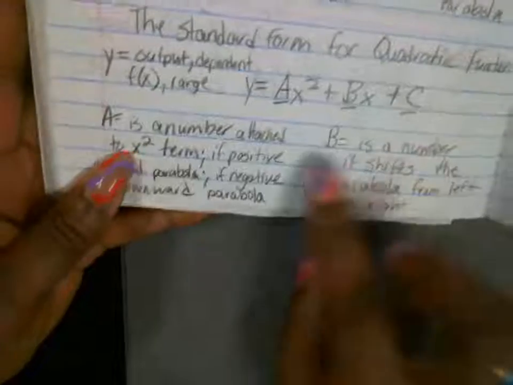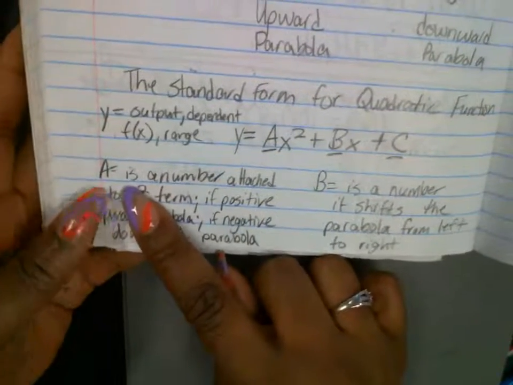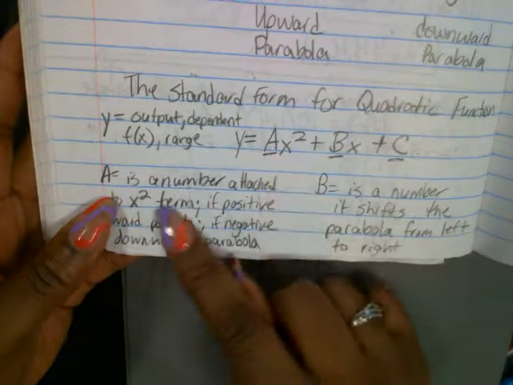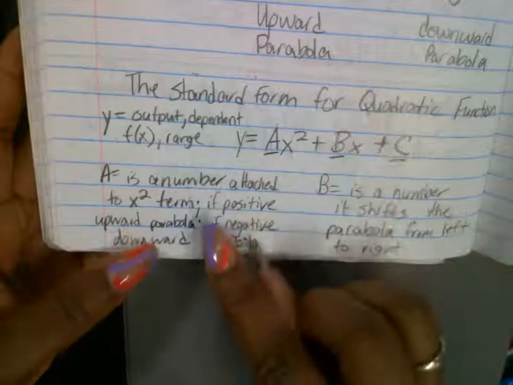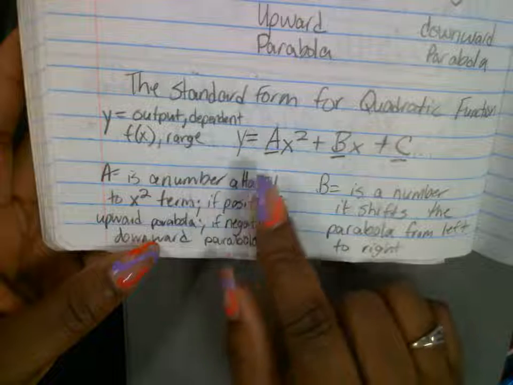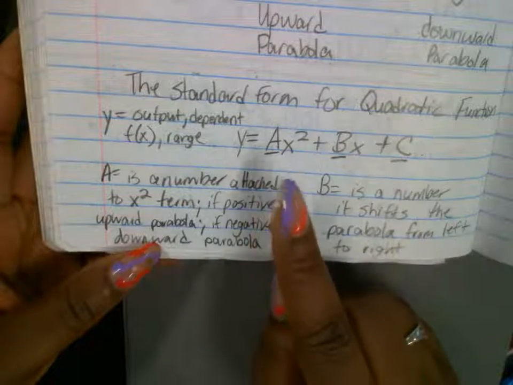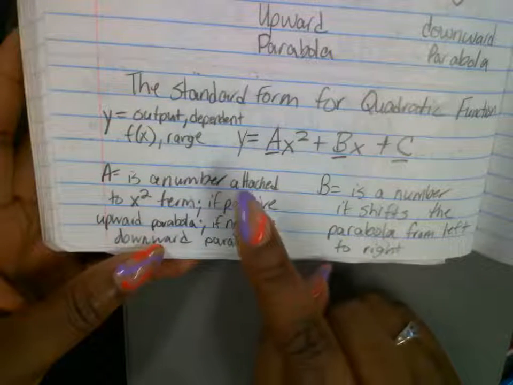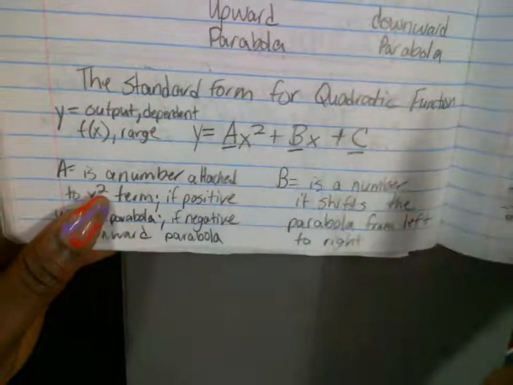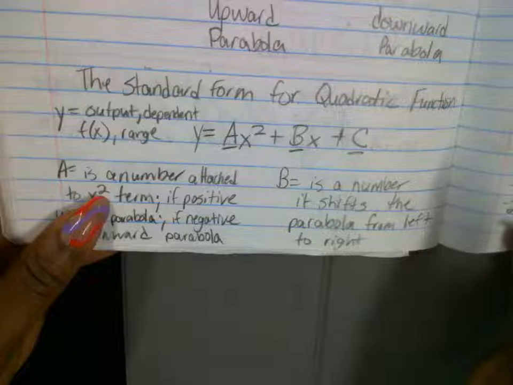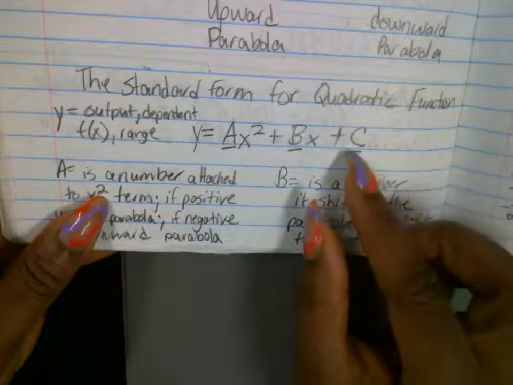Okay. All right, so this is what the A does. If this number is positive, then the parabola is going to go up. If the number is negative, the parabola is going to go down. I'm getting ready to test your knowledge on this in a minute, so please listen. The B is going to shift the parabola either to the left or to the right, okay? And your C is going to shift the parabola up or down. Any questions about that?